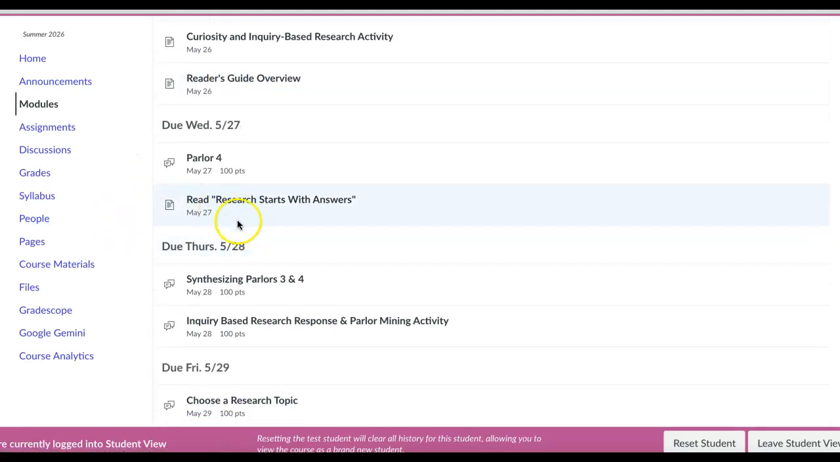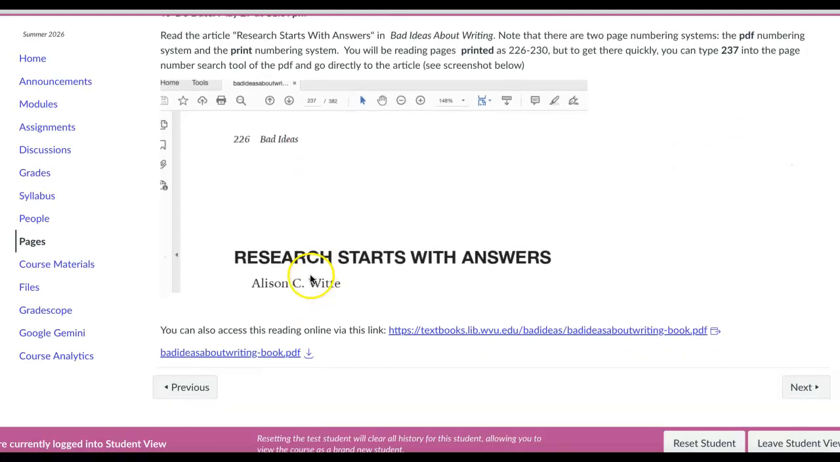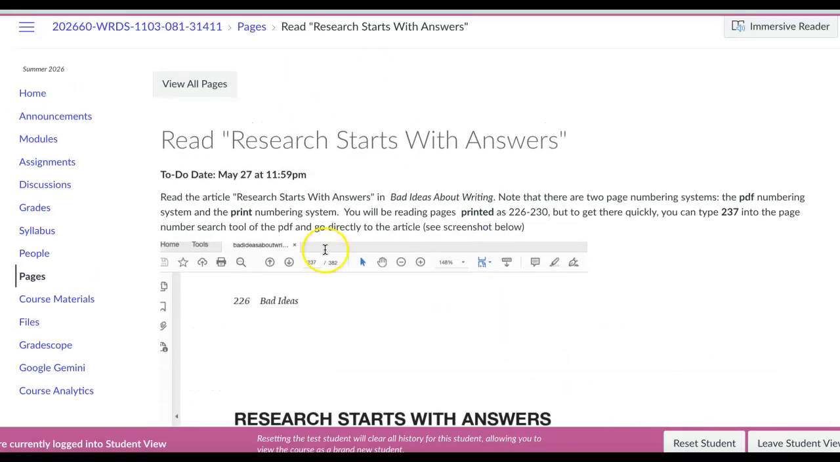And then this gives you an idea as to how we approach inquiry rather than doing thesis-driven research. This is from a book called Bad Ideas About Writing. I want to call your attention to the fact that the book is called Bad Ideas About Writing. All of the titles will say something that the author thinks is a bad idea about writing. So this author will say that the idea that research starts with answers is actually not a good way to think about research, and that research should probably begin with questions instead. There's a link to the PDF of that book.